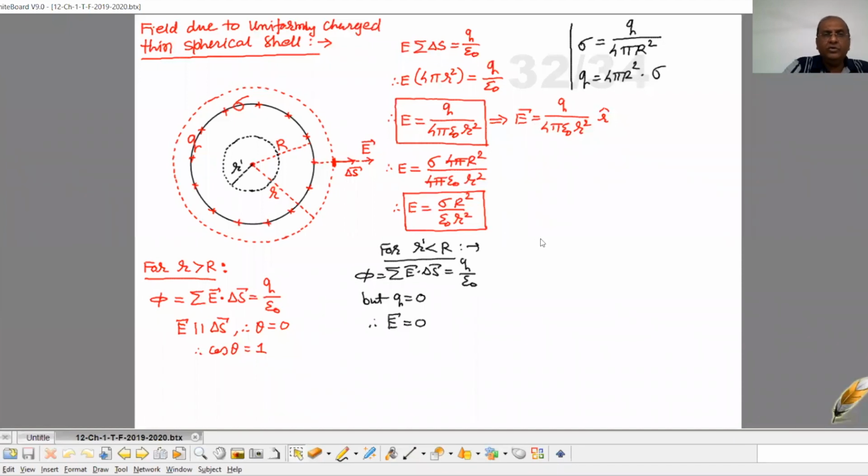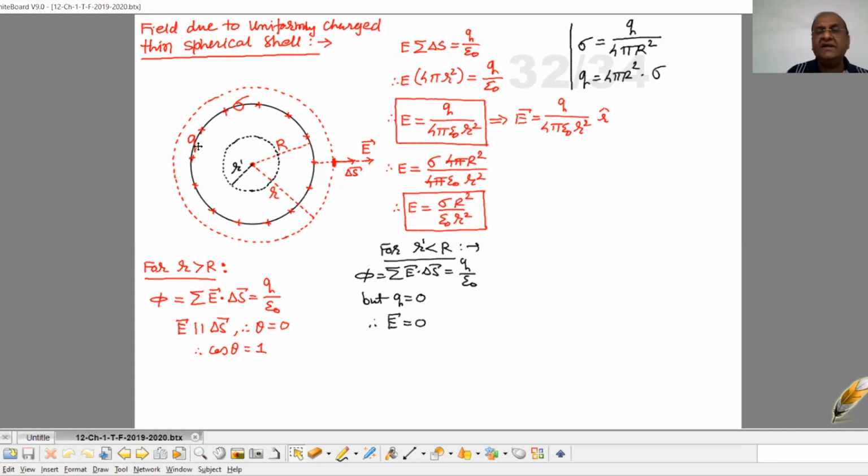Now, field due to uniformly charged thin spherical shell. Suppose here we have a uniformly charged thin spherical shell with surface charge density sigma having radius equal to capital R. And suppose the total amount of charge residing on the spherical shell is Q. Here we have to calculate the electric field outside the spherical shell as well as inside the spherical shell.